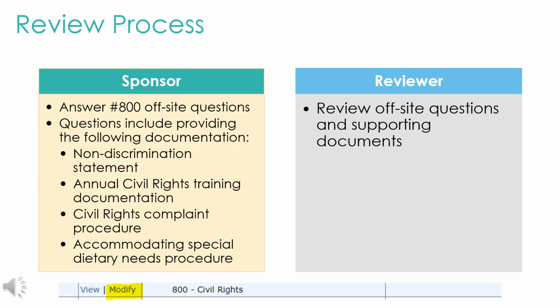During the review process, the sponsor, or SFA, will be responsible for answering the 800 series of off-site questions in CNP. They will answer questions that include providing the following documentation, such as the non-discrimination statement, annual civil rights training documentation and logs, civil rights complaint procedure, and accommodating special dietary needs procedure. The reviewer will be reviewing the off-site questions and any supporting documentation that is submitted. Below you will see the screenshot of the 800 series civil rights as it appears in CNP.